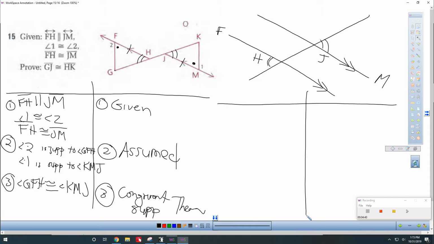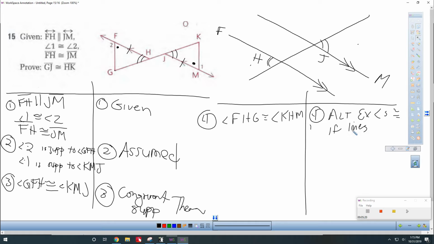Got a double T chart. Step 4. Well, now I'm going to go to this diagram here. Angle FHG is congruent to angle what? It was KHM. Very good. And my reason? You already said this before, Carson. What is it? Alternate exterior angles congruent if lines are parallel.